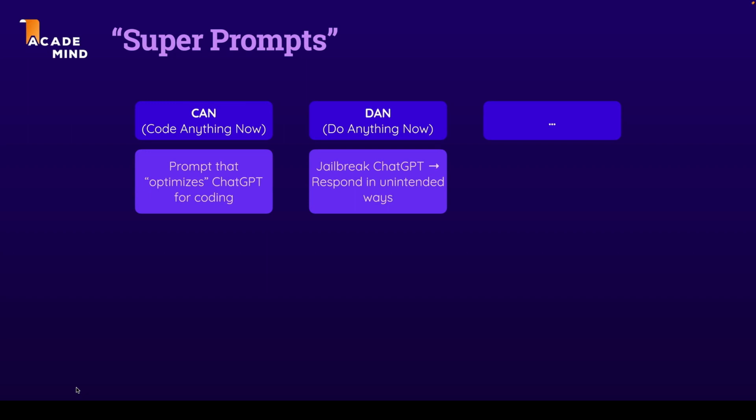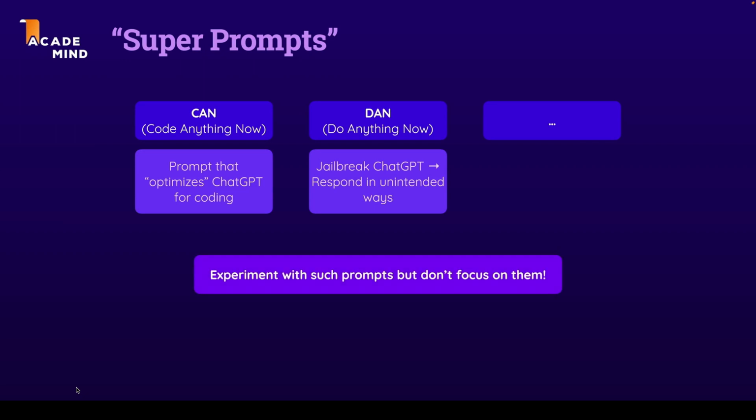So such super prompts exist and you can definitely play around with them, but in my experience, as mentioned, they're not as powerful as some people make you believe that they are. And especially this jailbreaking stuff is of course also something OpenAI, the owner of ChatGPT, is actively working against. So in my experience, this doesn't really work too well anymore. So definitely experiment with such super prompts, but don't focus on them.